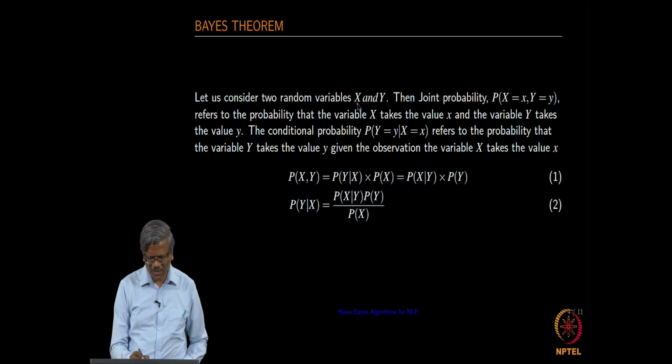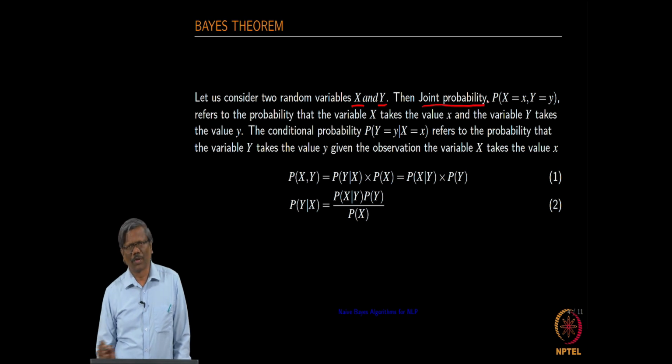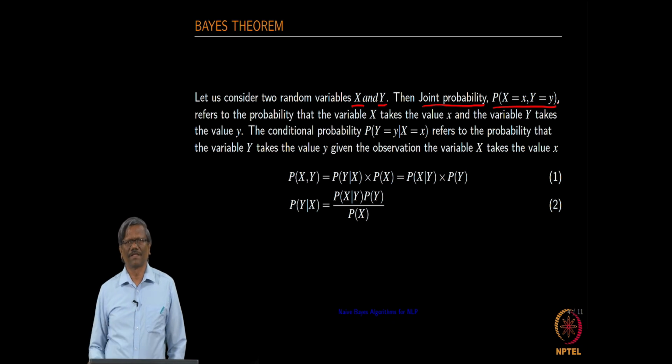Okay. So, let us consider two random variables. I am just taking the theory part of that initially. And then you know what a joint probability is, right. So, it is given as this. This refers to the probability that the variable capital X takes the value small x, and the variable capital Y takes the value small y.